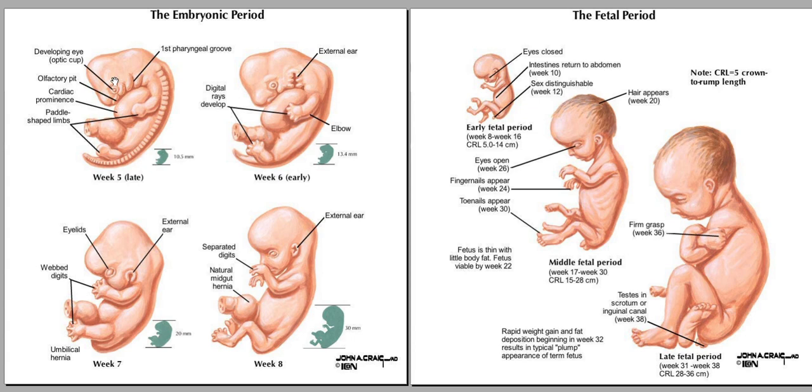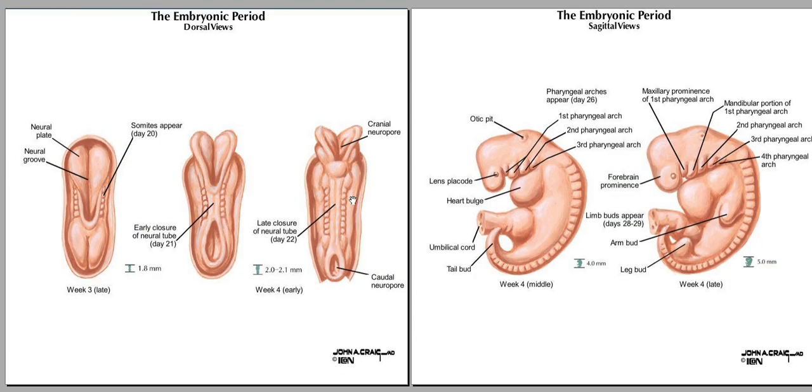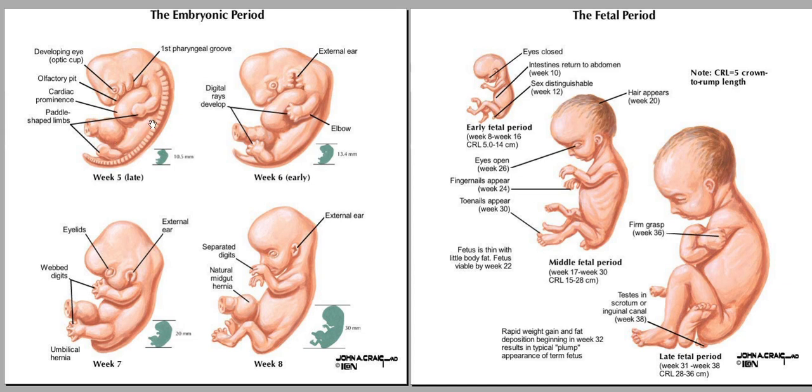By week 5, you could see the first pharyngeal arch, and here, this and this are the paddle shaped limbs. The cardiac prominence is still over here, and there's the olfactory pit. There's the optic cup, developing eyes over here. Remember the name we gave, right? That's the lens placode over here. It's been differentiated into that.